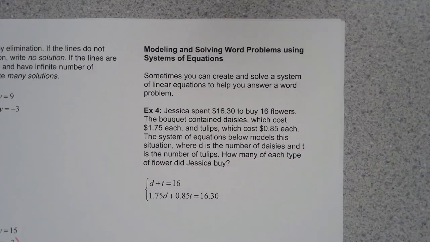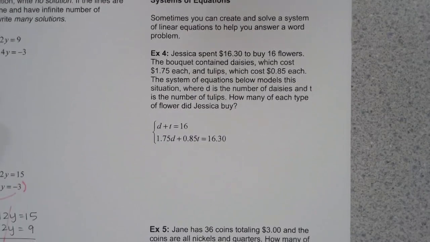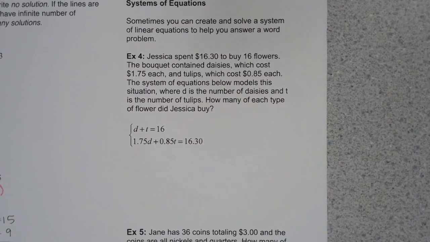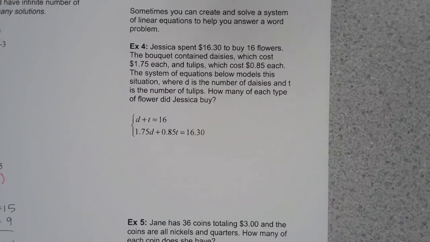Systems of equations can also help us solve word problems. In this first example, the equations have been created for you. She spent $16.30 to buy 16 flowers, daisies and tulips, and you're being asked to determine how many of each type of flower did Jessica buy. So if you look at the problem right now, it's set up in such a way so that you could do elimination with it if you wanted to.